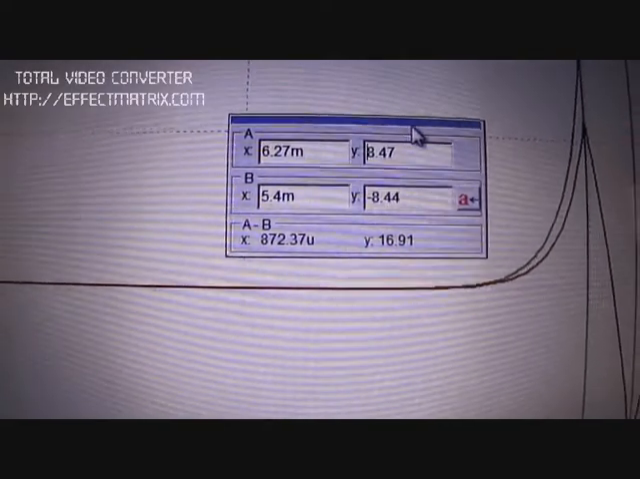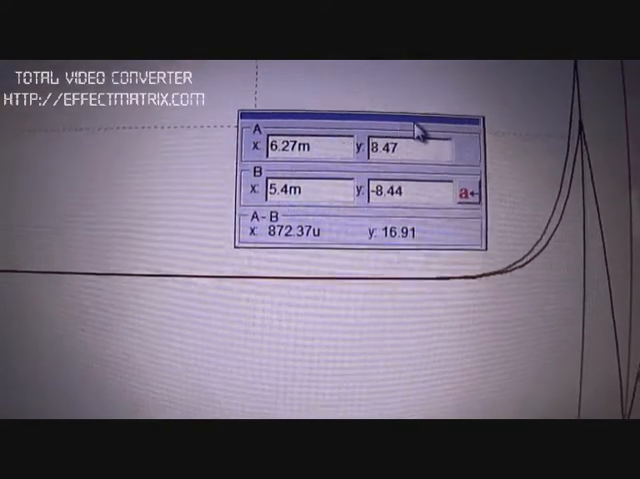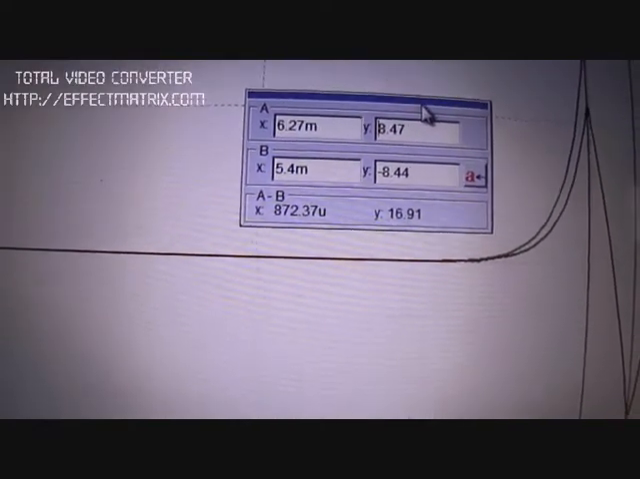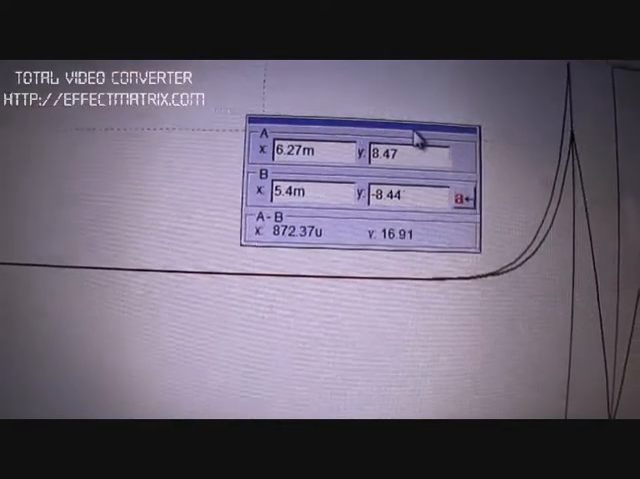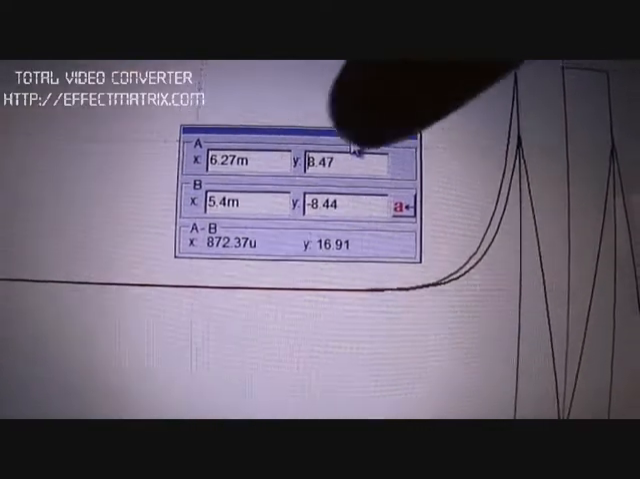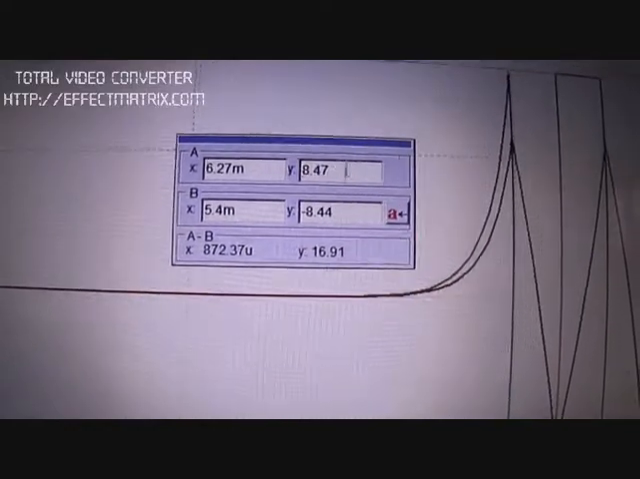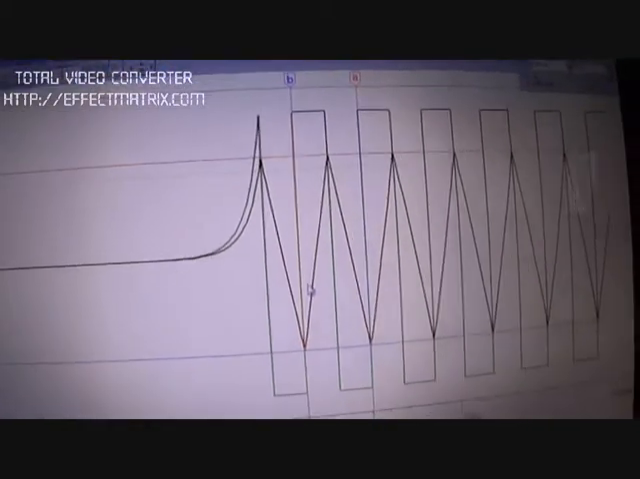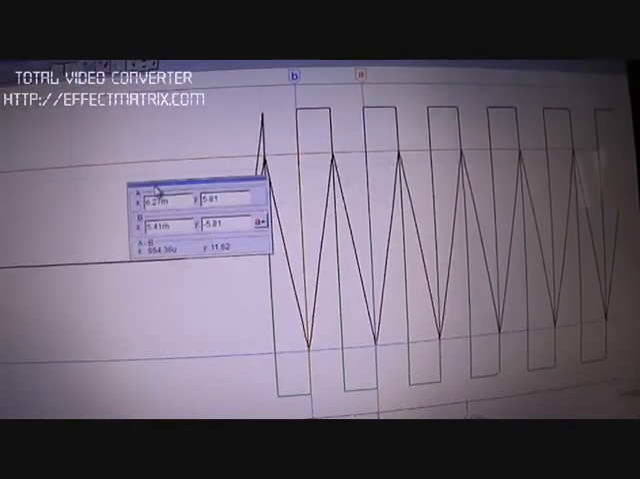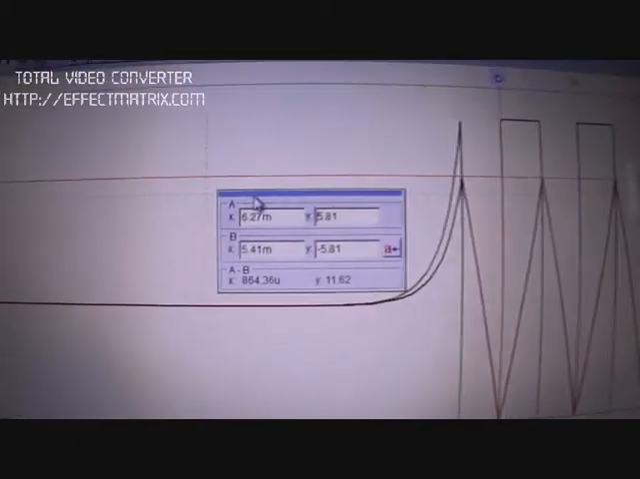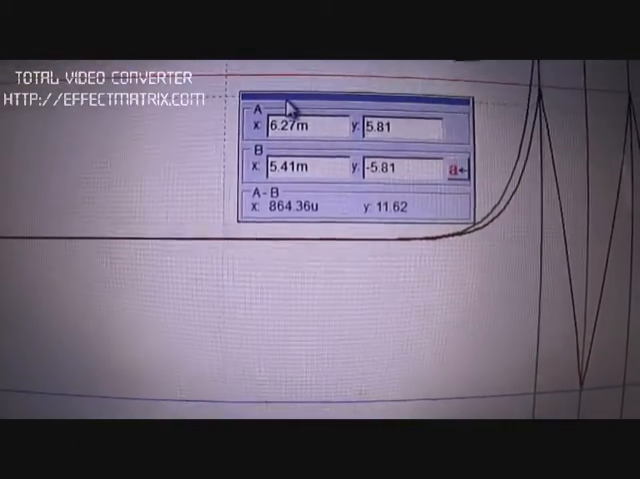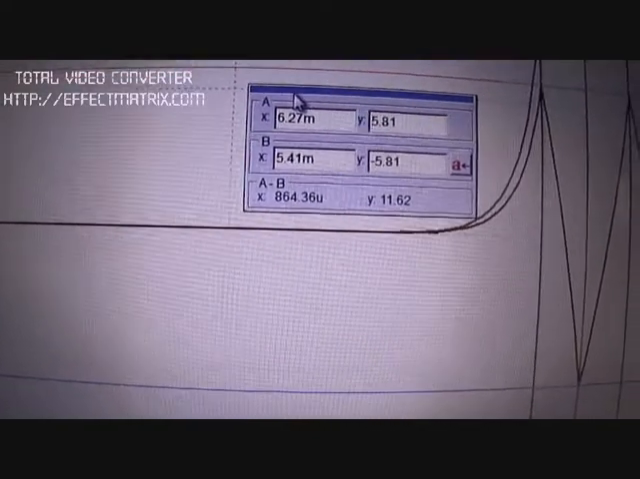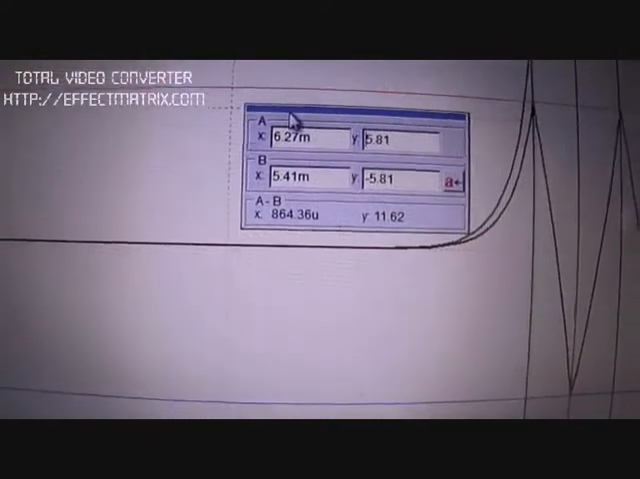You are able to see the parameters that tell us about the square wave. The time period is 872 microseconds and the peak-to-peak amplitude is 16.91 volts. Now let us study the characteristics of the triangular wave. The time period of the triangular wave is 864.36 microseconds and the peak-to-peak amplitude is 11.62 volts.